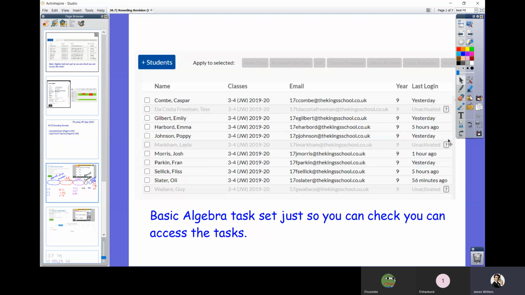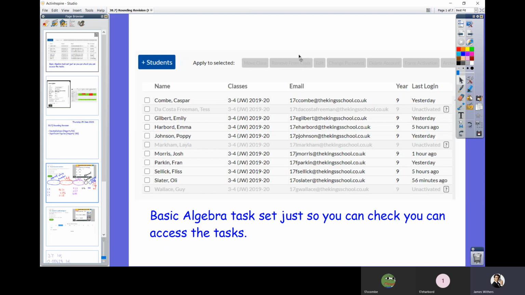So Tess, Layla and Guy, you still need to go and log on to Dr Frost Maths. That's going to be an important website going forward. I've forcibly activated your account, so what you now need to do is go onto the Dr Frost Maths website and log in using your school email address. When it prompts you for a password, just say the word password, lowercase. Then it will give you the opportunity to change the password to something of your choice.